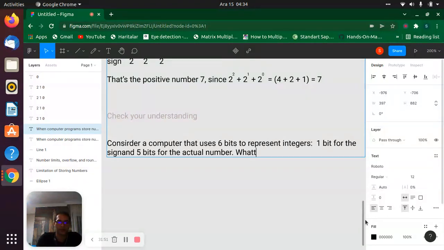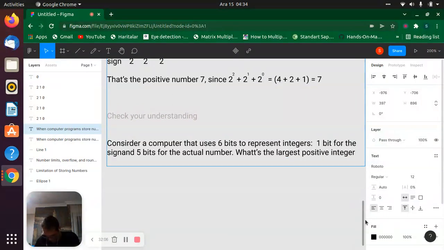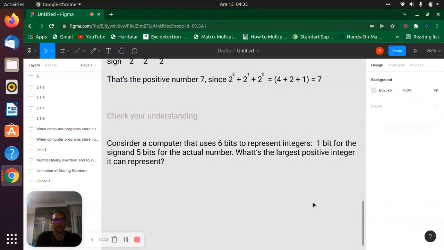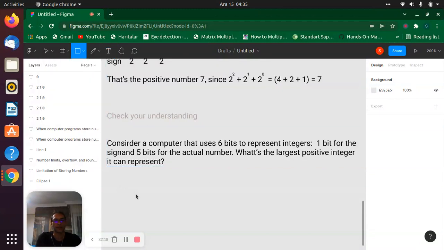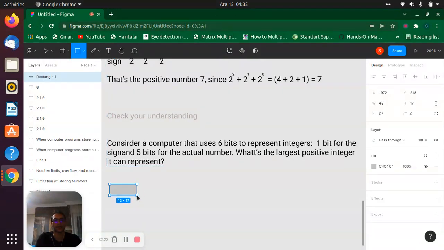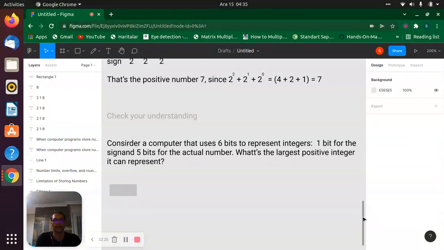What's the largest positive integer it can represent? That's good. Now what we have to do here, I will tag this rectangle and put it in this place. This will be the answer.